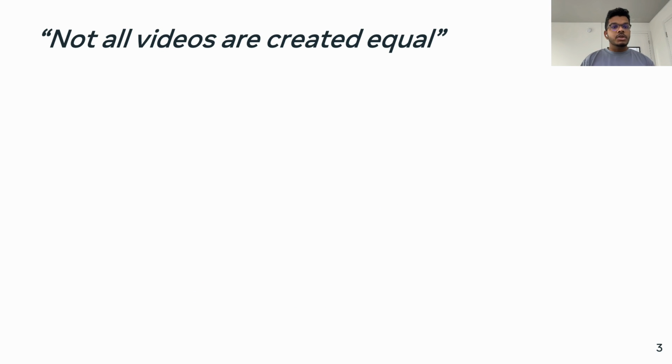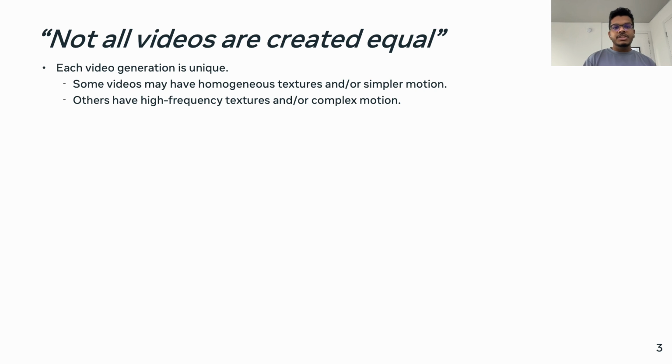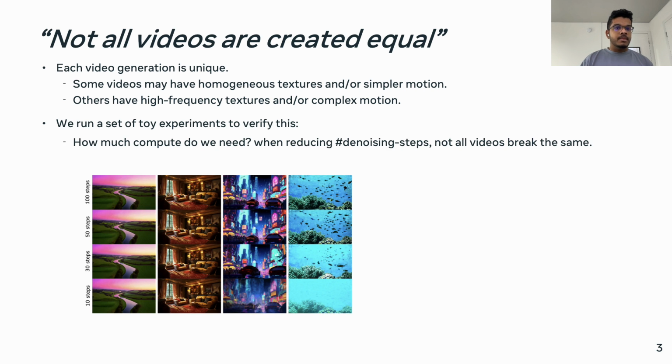So we base this work on the observation that not all videos are created equal, meaning each video generation is unique. Some videos may have homogeneous textures or simpler motion, whereas others may have high-frequency textures or complex motion. To validate this more formally, we first look into how much computations each video generation needs. And we see that when reducing the number of denoising steps, not all videos break the same, meaning each video requires a unique amount of computations to generate at a reasonable quality.